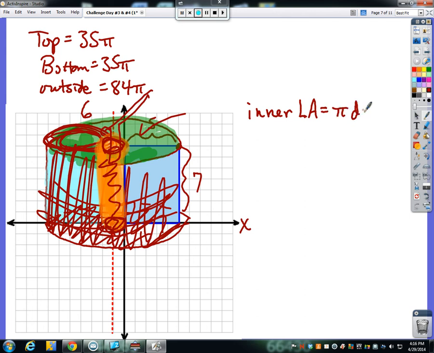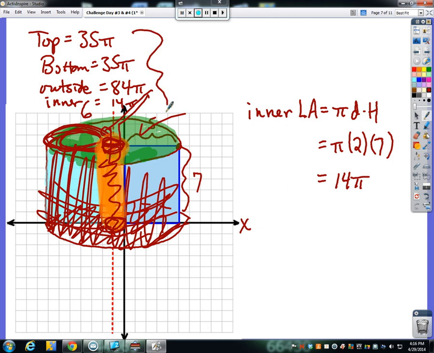So then again, we'll have pi times d times h. So now what's the diameter all across this hole? Well, now it's 2 because the radius was 1 previously. So all the way across that hole is 2. The height is still 7. So there's an additional 14 pi that we can touch and we need to add to this.